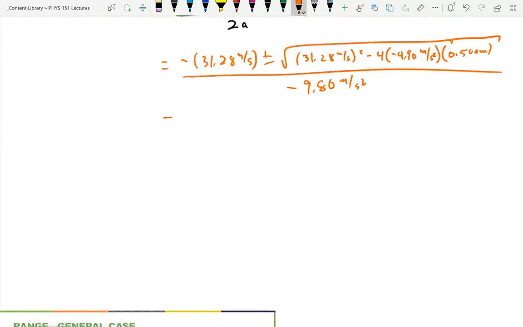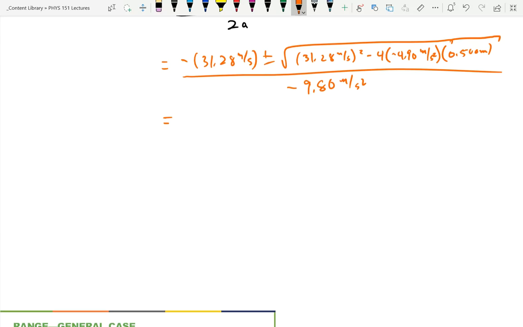And to make my life easy in preparation, I actually calculated the first part, the minus 31.28 meters per second divided by 9.80 meters per second squared. Those two units, meters per second, divided by meters per second squared. Invert and multiply the units, meters per second times second squared per meter. You're left with seconds, which is good because we're looking for time.